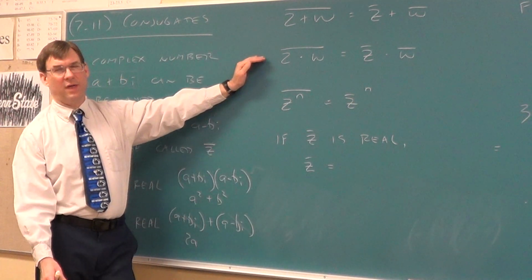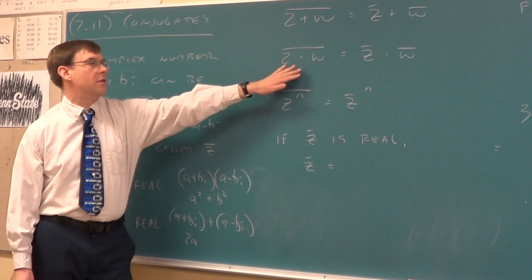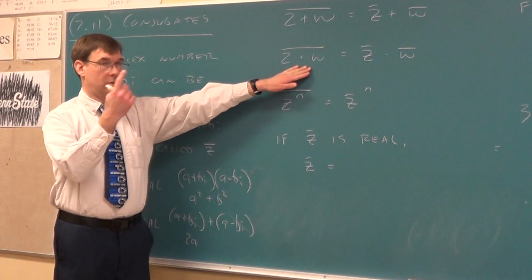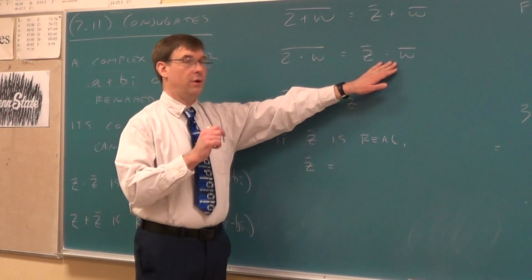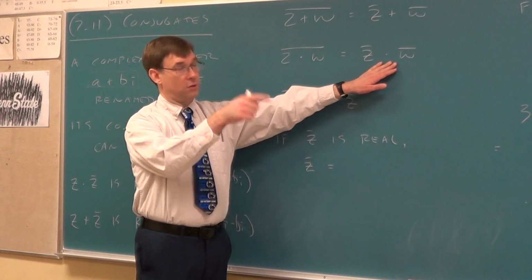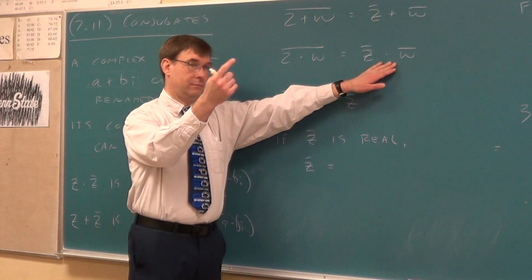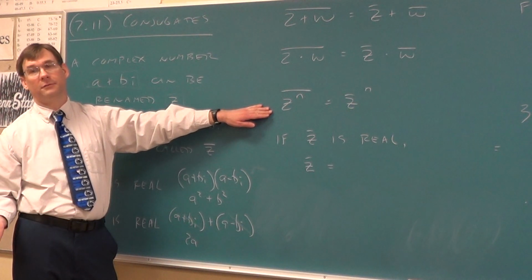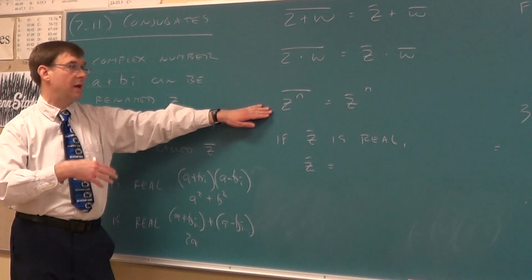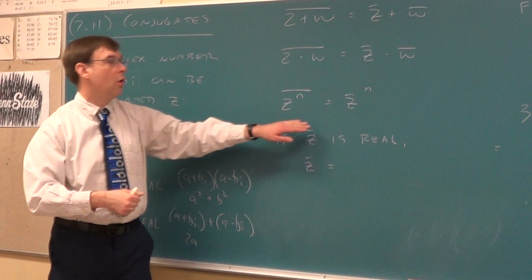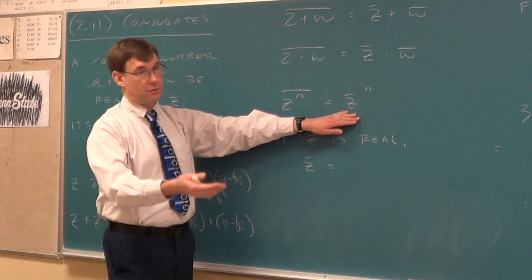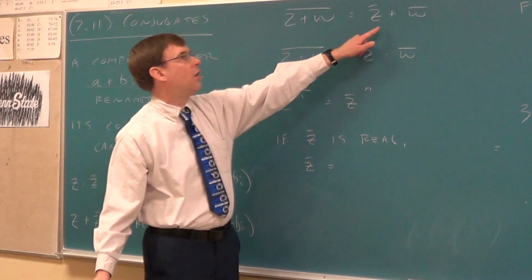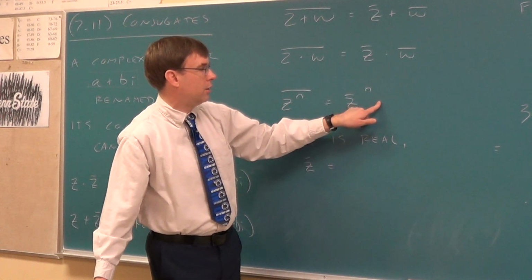What is this one telling you then? You could either multiply first and then do conjugate, or you could do conjugates first and then multiply. This is telling you that you could either do the exponent first and then conjugate, or conjugate first and then exponent. Our book is going to consider all of these to be simpler.